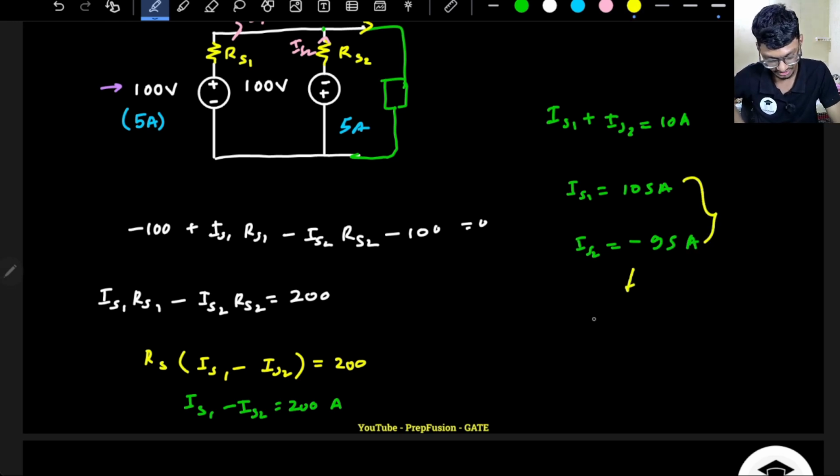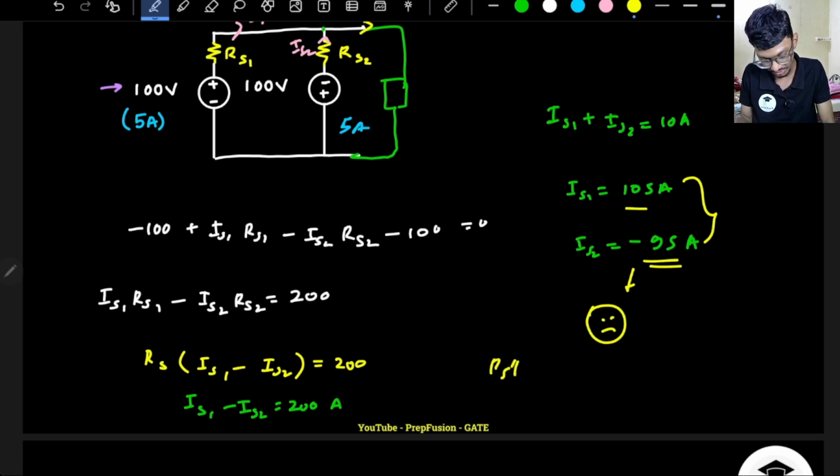Can you just imagine what the current is here? My battery does not even support this. Just imagine, 95 amperes, I'm talking about magnitude, 95 amperes of current is flowing, 105 amperes. If you increase the RS, the current will reduce, but practically the source resistance is generally very low.